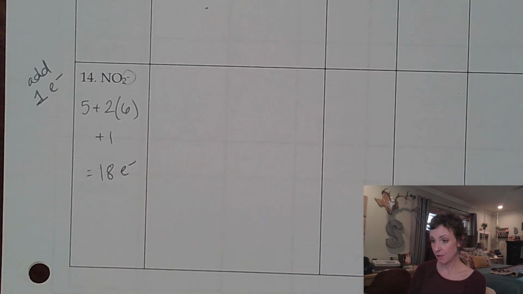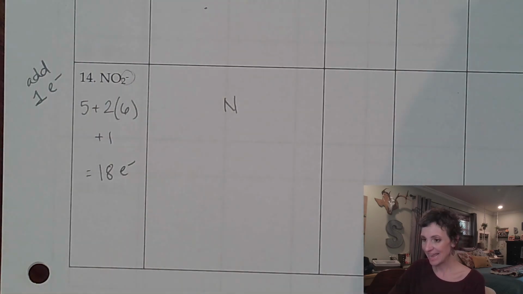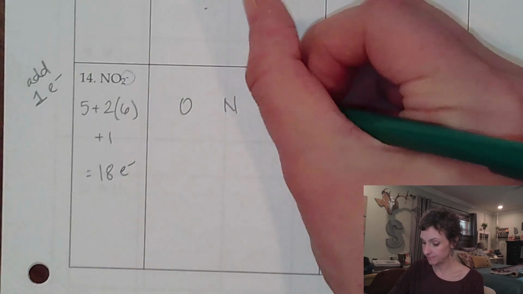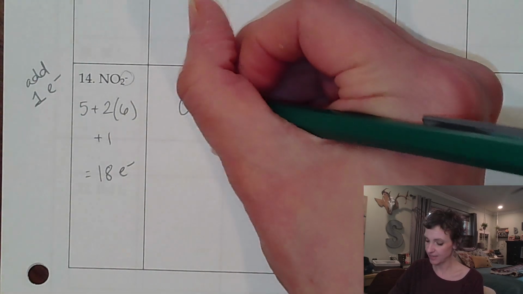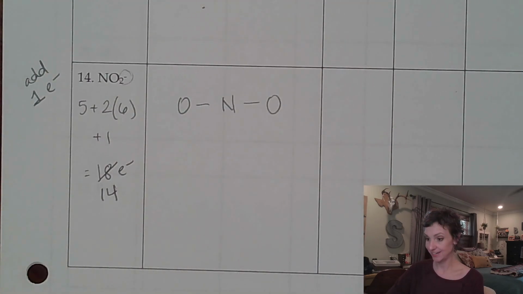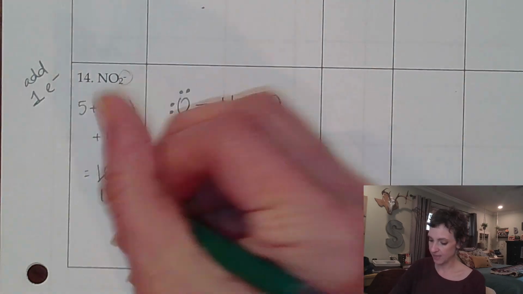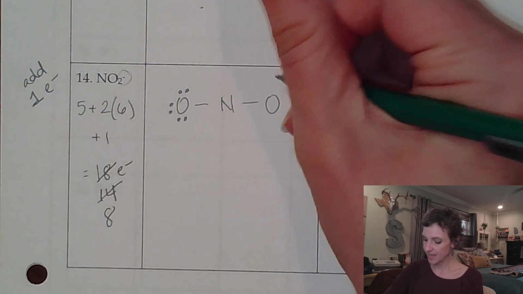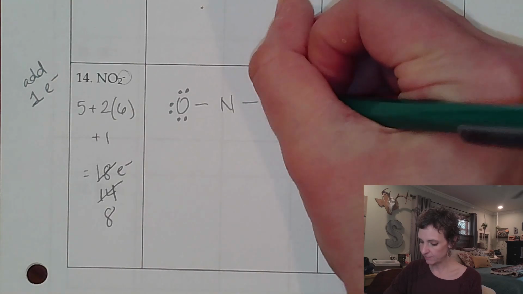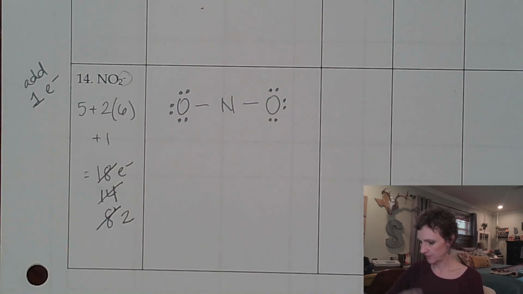Okay. So let's see. My central atom is going to be nitrogen, and my outer atoms are going to be oxygen. Connect everybody up to the central atom. 1, 2, 3, 4. I've used up 4, so I have 14 left. Then satisfy all the outer atoms. So each oxygen needs 6. 1, 2, 3, 4, 5, 6. So that brings that counter down to 8. And then I've got 1, 2, 3, 4, 5, 6. So that goes down to 2. Okay, so the outer atoms are filled up.